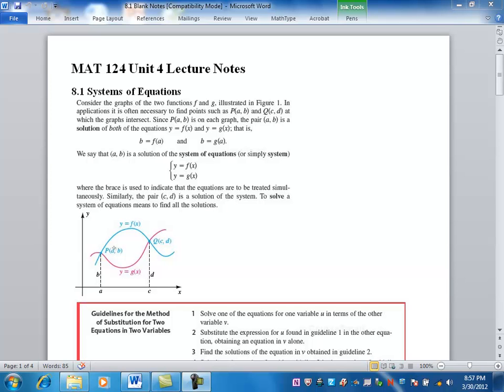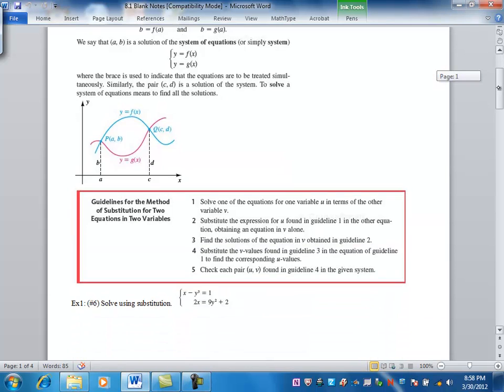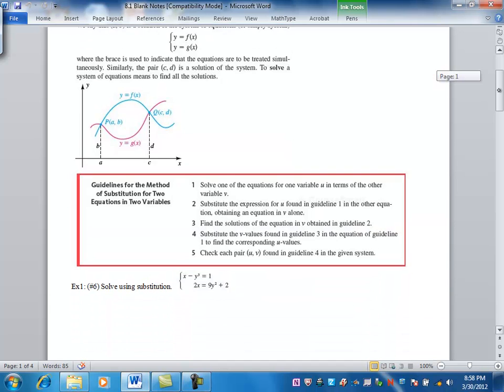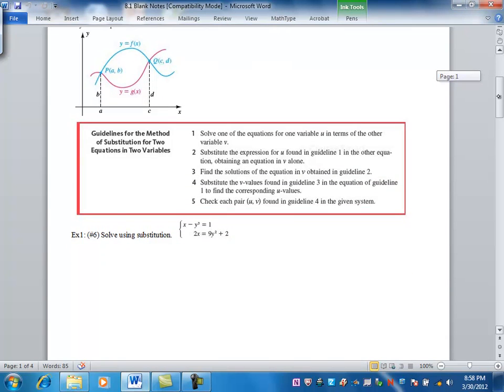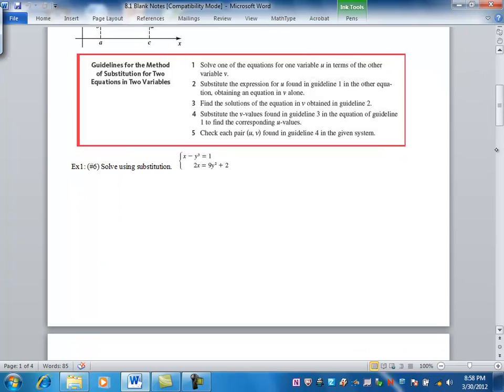We're going to consider the graphs of two functions f and g, and we might remember that when we look at the graphs of two functions, wherever they intersect, that's where the solutions will exist. And so it's our job to find out what those points are. You guys, I think, remember how substitution and addition work. I'm going to let you pause the video at this point if you want and read through those. We're just going to jump right in here.